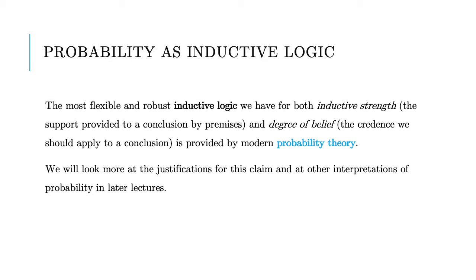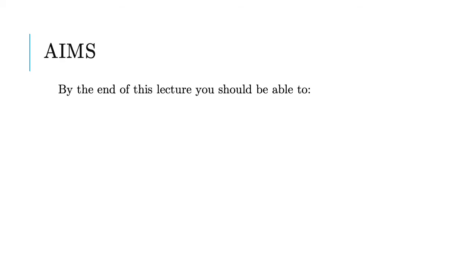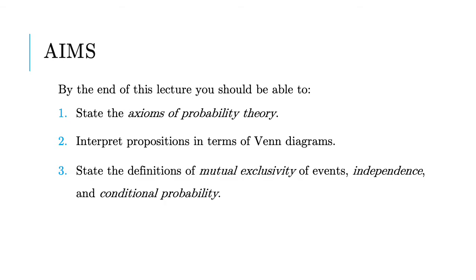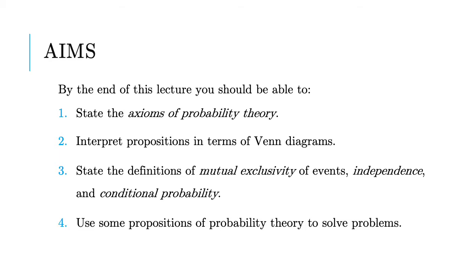For now, we have the following aims. By the end of this lecture, you should be able to: 1. State the axioms of probability theory, 2. Interpret propositions in terms of Venn diagrams, 3. State the definitions of mutual exclusivity of events or propositions, of probabilistic independence, and of conditional probability. And 4. Use some propositions of probability theory to solve basic problems.